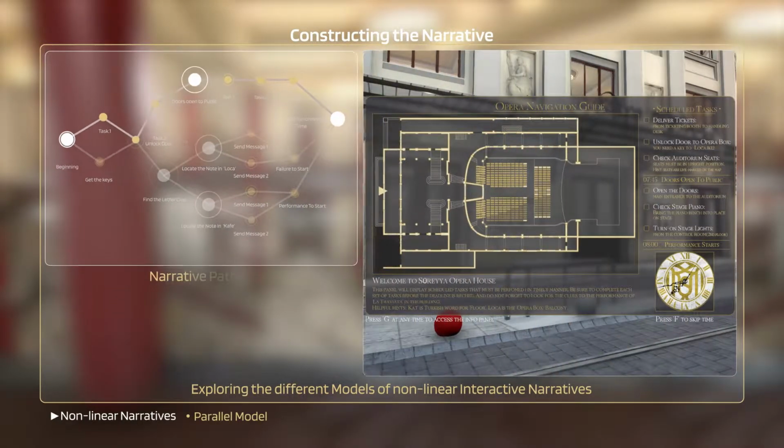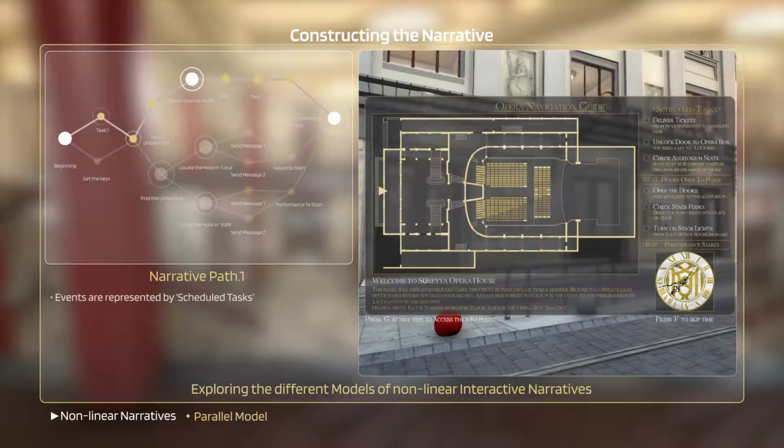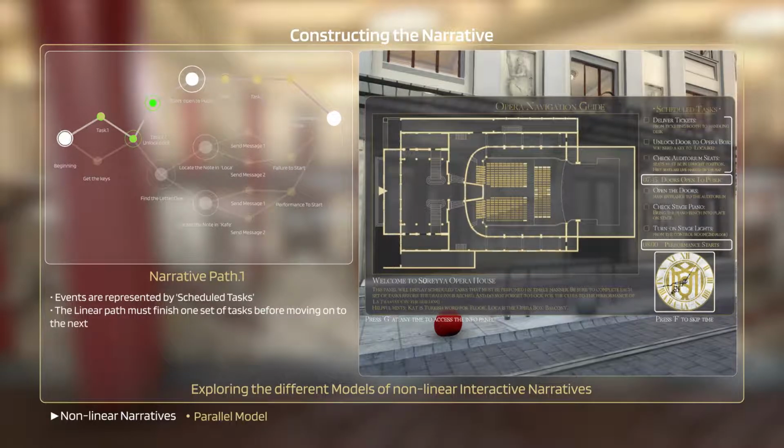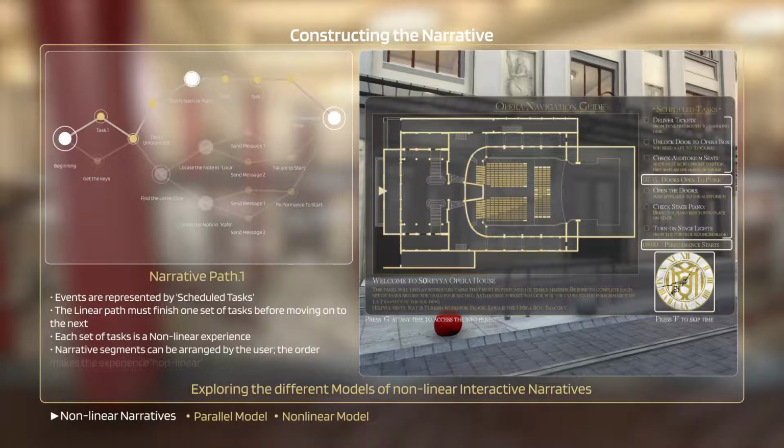The first path is presented in the form of scheduled tasks to be completed in order for the performance to start, with 2 major events that will happen at specific times indicated by the opera clock. The linear path must finish one set of tasks before moving on to the next. However, each set of tasks is a demonstration of the non-linear model, where the user can rearrange the narrative segments. As long as all tasks are finished on time, the order of completion makes the experience non-linear.